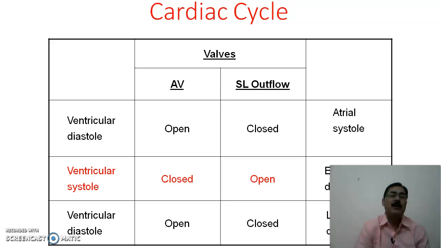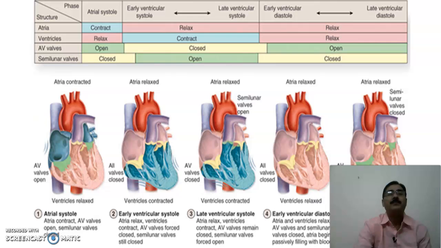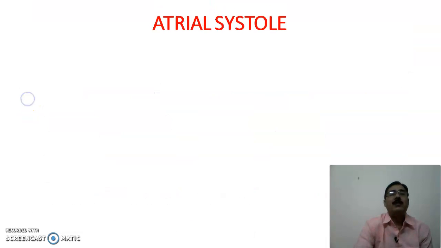Then the double diastole, that is the ventricular diastole as well as the late atrial diastole, the semilunar valves are closed but the auriculoventricular valves, meaning tricuspid and bicuspid valves, are open. This is what we have just studied during the atrial systole, then the early ventricular systole, the late ventricular systole, and early ventricular diastole and late ventricular diastole. All these conditions we have already discussed in the previous slide.